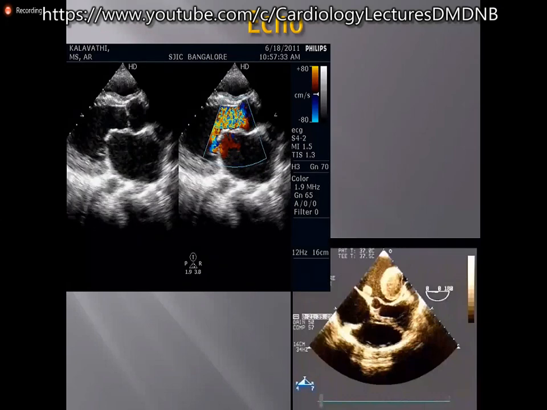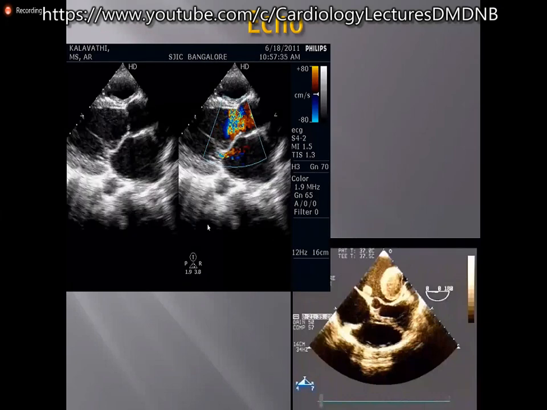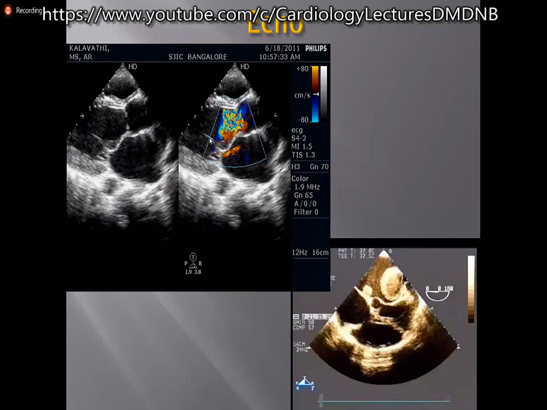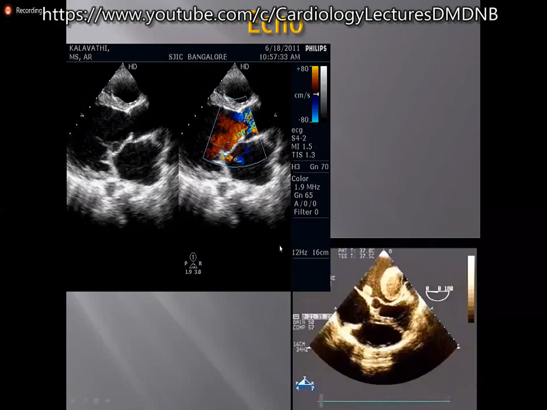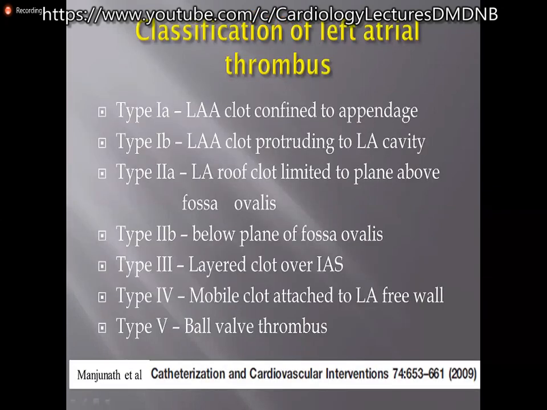So this is just an example. This is a patient with tight mitral stenosis and severe aortic regurgitation. And classification of left atrial thrombus, I think it's all in textbook. Our students are well versed with that.